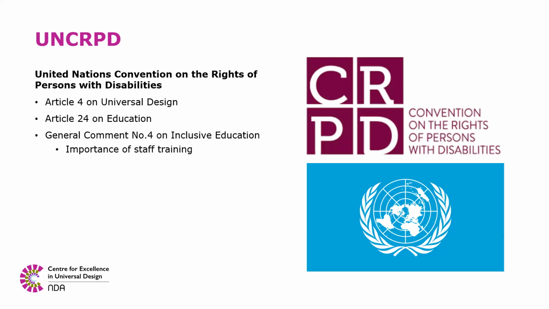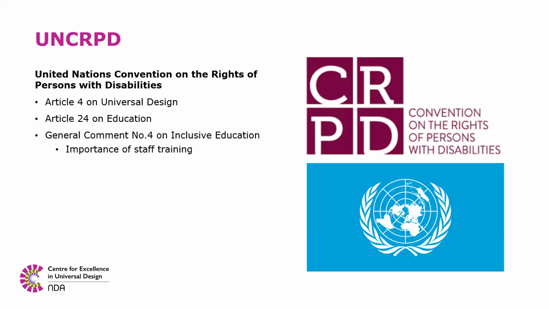A universal design approach is also seen in the United Nations Convention on the Rights of Persons with Disabilities, or the UNCRPD, and in particular in Article 4 and in Article 24. In Article 4, universal design is explicitly addressed, and it states that state parties undertake or promote research and development of universally designed goods, services, equipment, and facilities, which should require the minimum possible adaptation and the least cost to meet the specific needs of a person with disabilities, to promote their availability and use, and to promote universal design in the development of standards and guidelines.